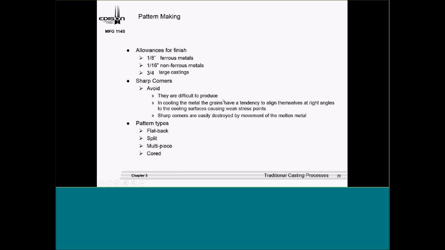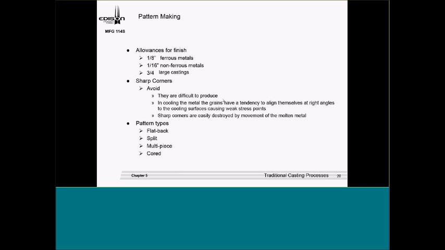All right, so pattern making, again, these allowances for finish, generally about 1/8 of an inch for ferrous metals, 1/16 for non-ferrous, and 3/4 inch for large castings. I have various pictures that I can show them of castings weighing 6,000 up to 12,000 pounds. The company I used to work for, we used to do that type of work as far as hydraulic cylinders.